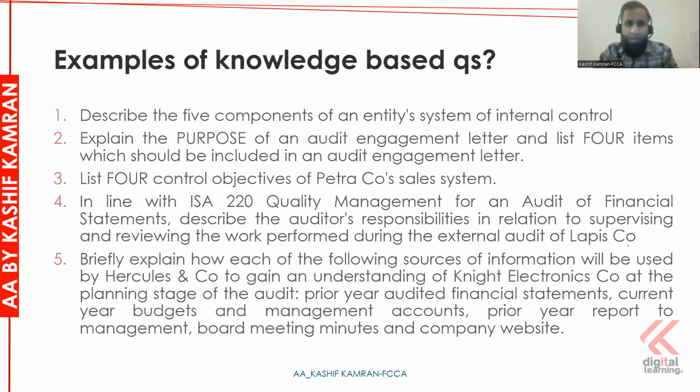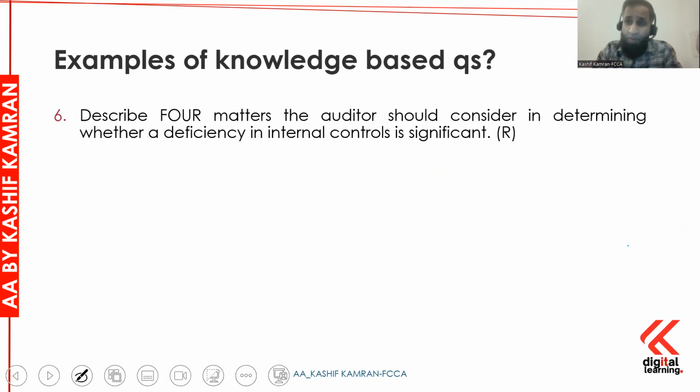Next, describe four methods that the auditor should consider in determining whether a deficiency identified in internal control is significant. So what is the criteria to conclude that a deficiency is significant? Please, you should have an answer for that. I hope you already have it with exams 21 days away.